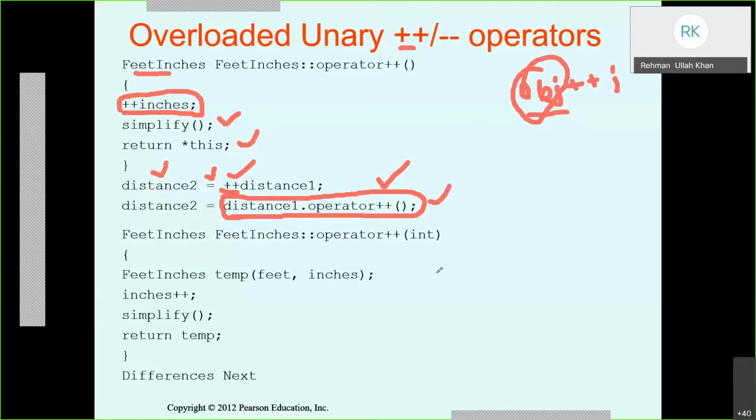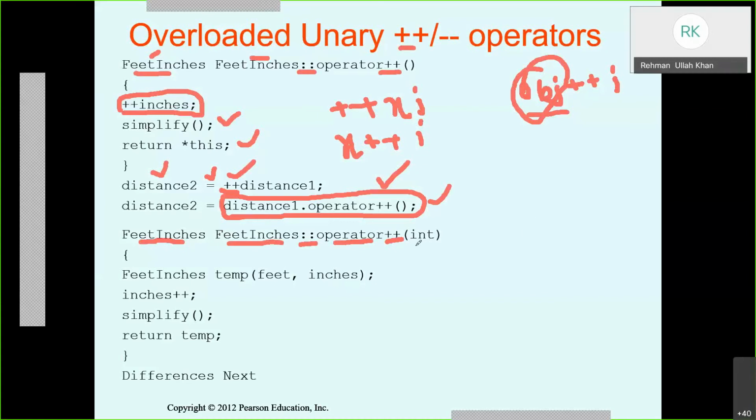There is another one. One is pre increment, like plus plus x, and another one is post increment, like x plus plus. How will the compiler understand and differentiate them? Because you see here, feet inches with the scope resolution operator is the same, operator plus plus, operator plus plus. So how will the compiler know whether this is the pre or the post version?